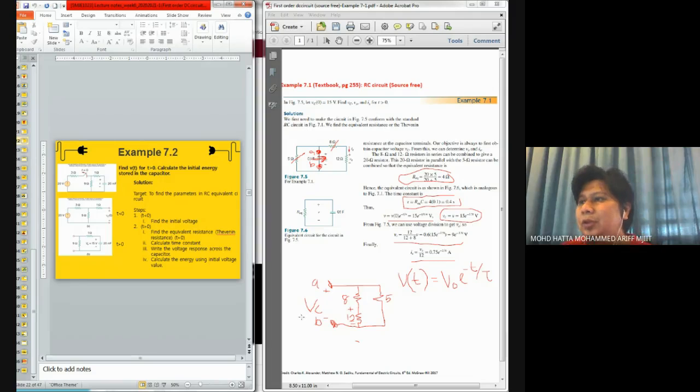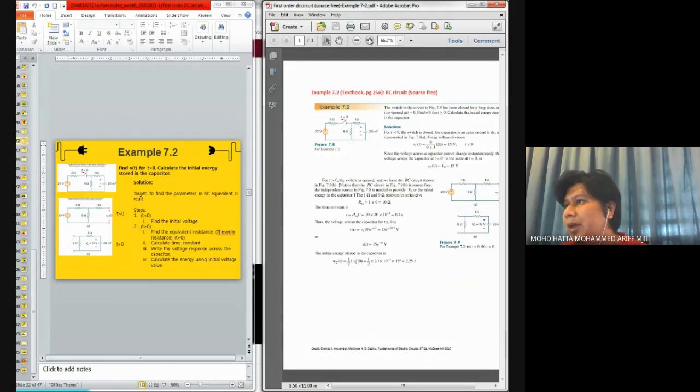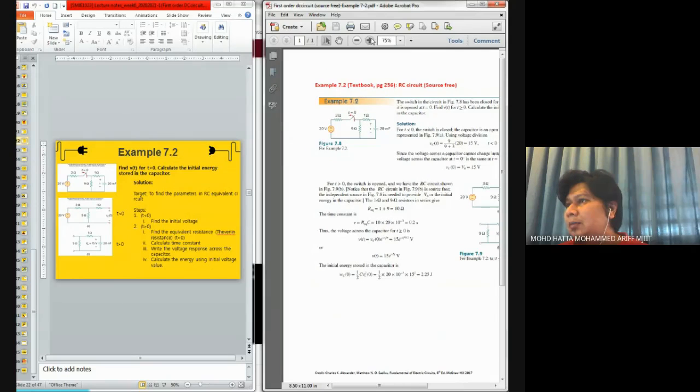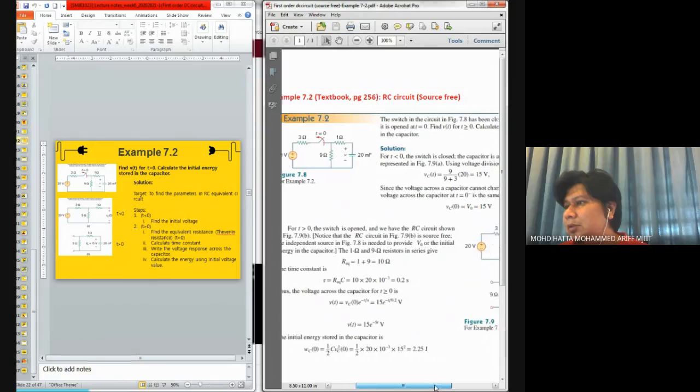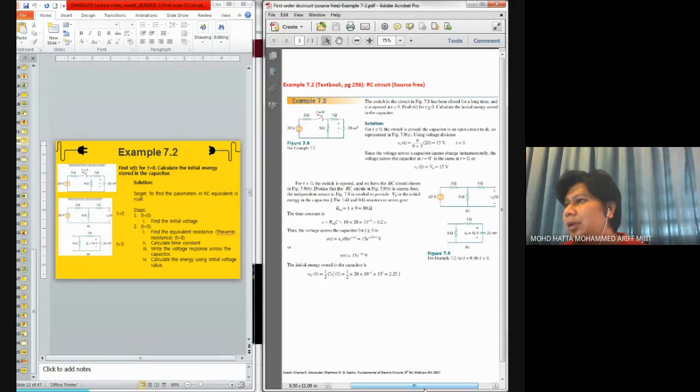For example 7.2. Do you have any question so far? I think you already put some effort into revising the solution, so it's easier for you to understand what's going on in the solution, or the explanation we expect from the solution. Okay, for example 7.2, I'll proceed because I think we don't have much time today.